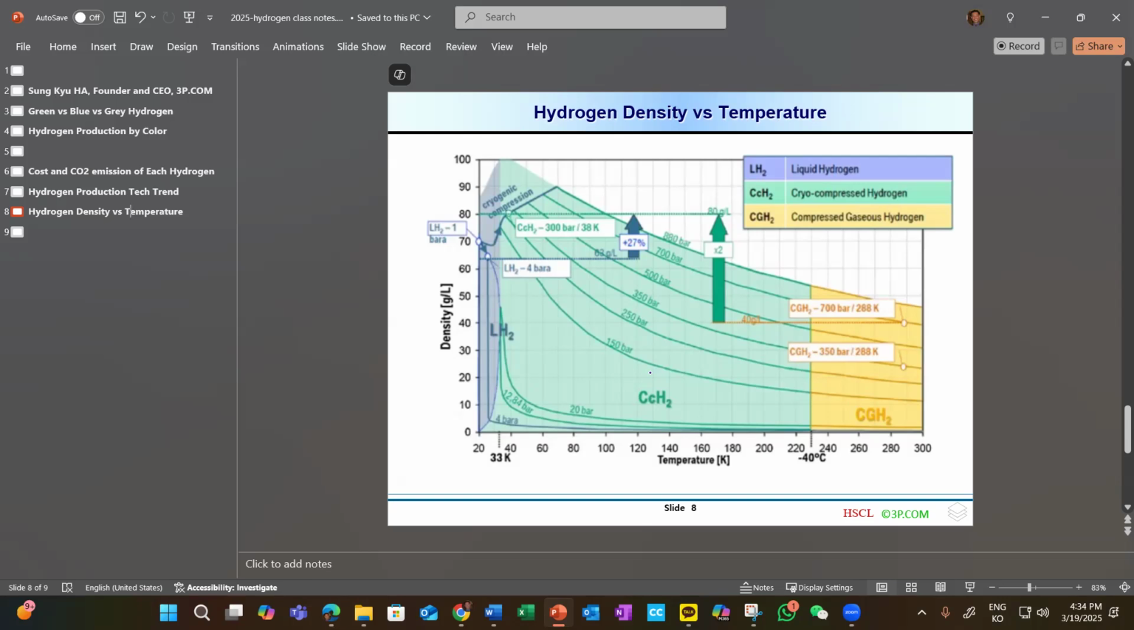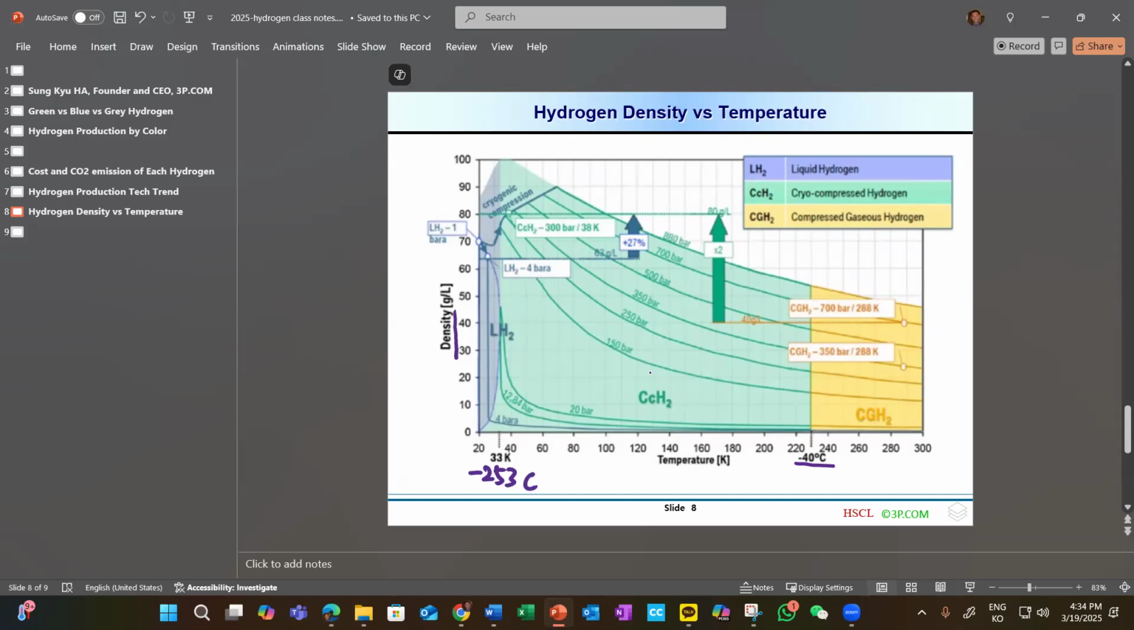I'm sure this graph may be new to you, so let's pay attention item by item. This is the density, and the unit is gram per liter. And then temperature. Here is minus 40, and here is minus 253 Celsius.